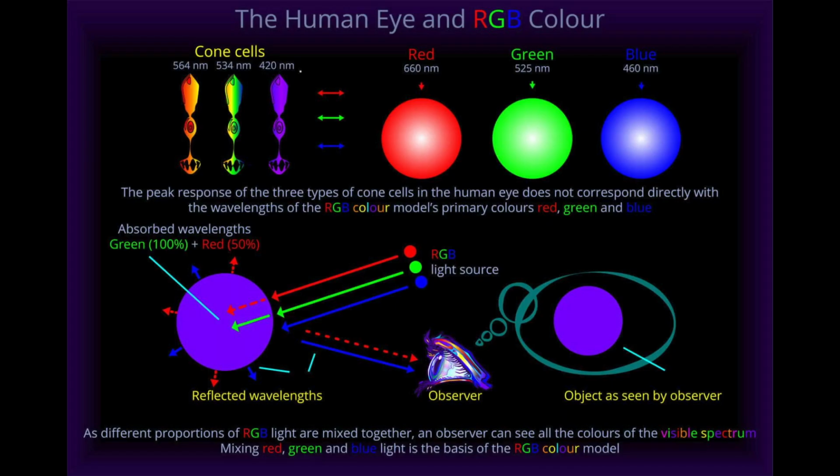Color vision is possible because of the existence of different types of cones that can distinguish either red, green, or blue color.